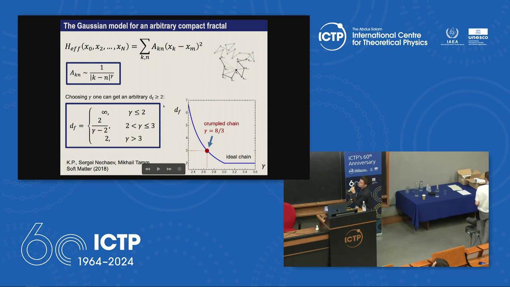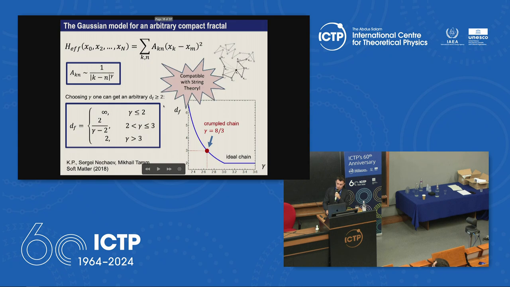And in particular, for fractal dimension 3, one should choose the decay with exponent 8/3. And the fractal dimension of the chain at equilibrium would be the same as in the crumpled globule model. So that's the way to describe the fractal dimension of those chains. And the important thing is that it works in any space dimension, so it's compatible with string theory, which is rather good.